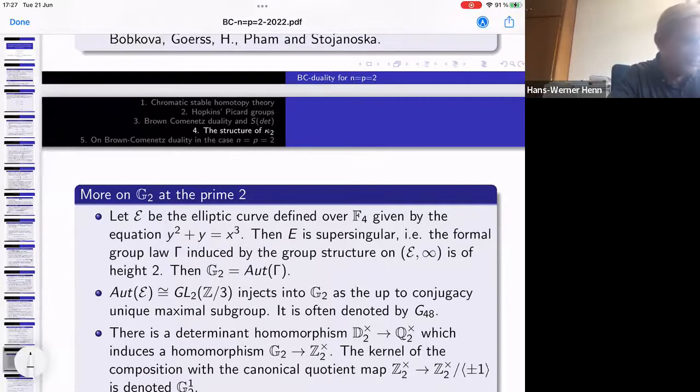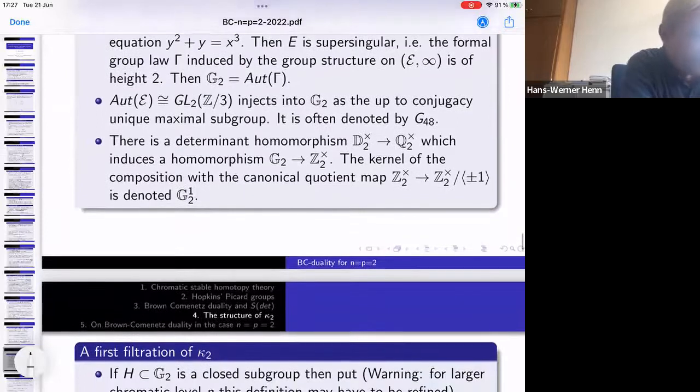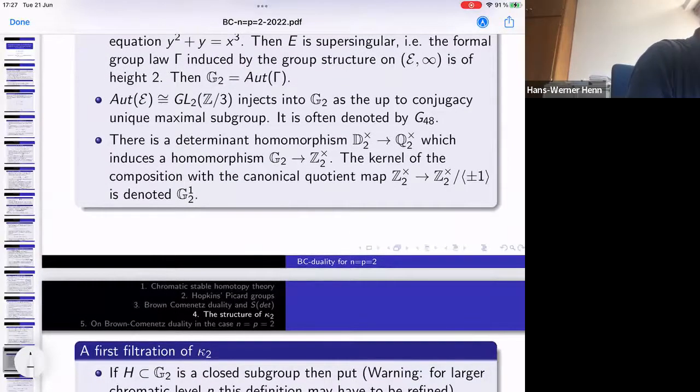The automorphisms of the elliptic curve itself is isomorphic to GL2 of C3, and it injects into G2 as, up to conjugacy, a unique maximal subgroup. It's often denoted by G48. GL2 C mod 3 is certainly a better name. Automorphisms of E is maybe the most appropriate name.